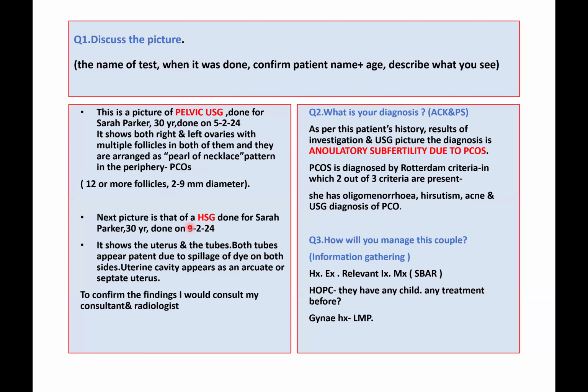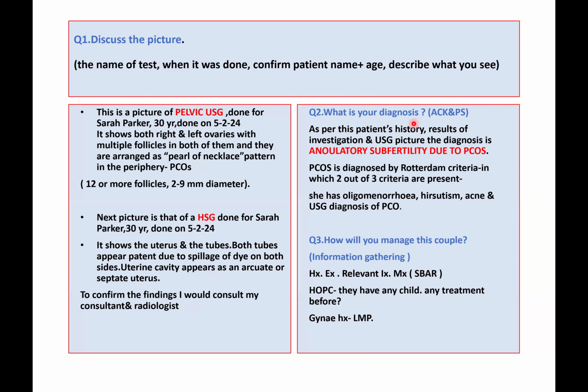Next picture is that of a hysterosalpingogram done for the same patient, Sarah Parker, and it shows the uterus and the tubes. Both tubes appear patent due to spillage of dye on both sides. The uterine cavity appears to have an indentation or dip, and it appears as an arcuate or septate uterus. So to confirm the findings, I would consult my consultant and radiologist. So communication with colleagues and also patient safety. If any doubt, I'm going to consult with my consultant and radiologist.